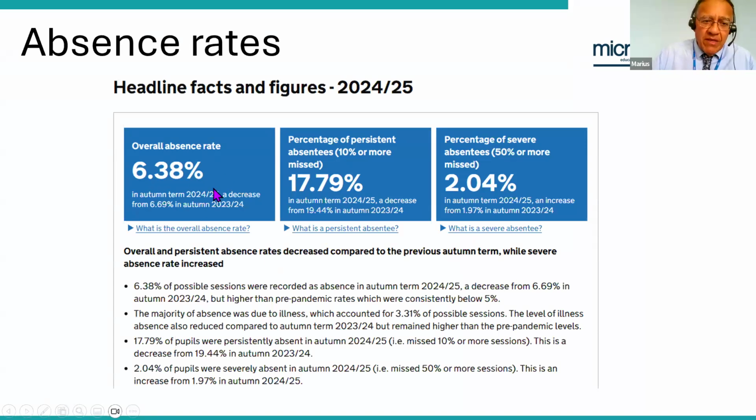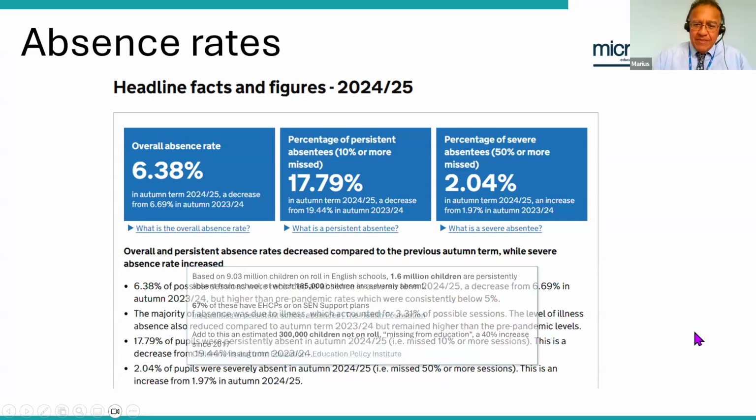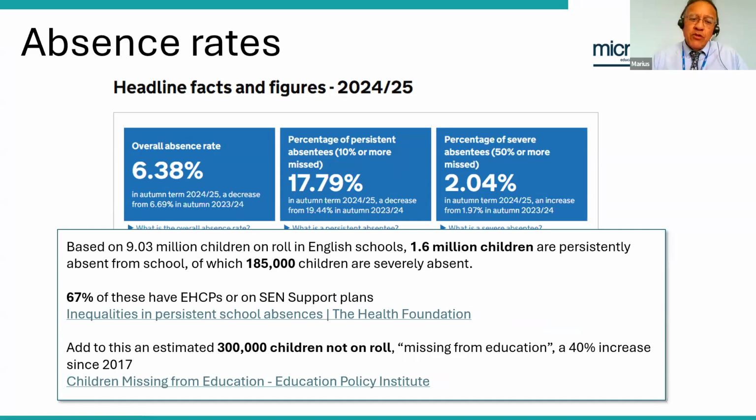Now you might think, well, you know what? The overall absence rate of 6.83% isn't that bad. But of that, let's go deeper into the figures. Let's go deeper and look at what's called persistent absence and severe absence. Based on the number of children on roll, what does it mean? It actually means that we have 1.6 million children who are persistently absent from school and 185,000 children who are severely absent.